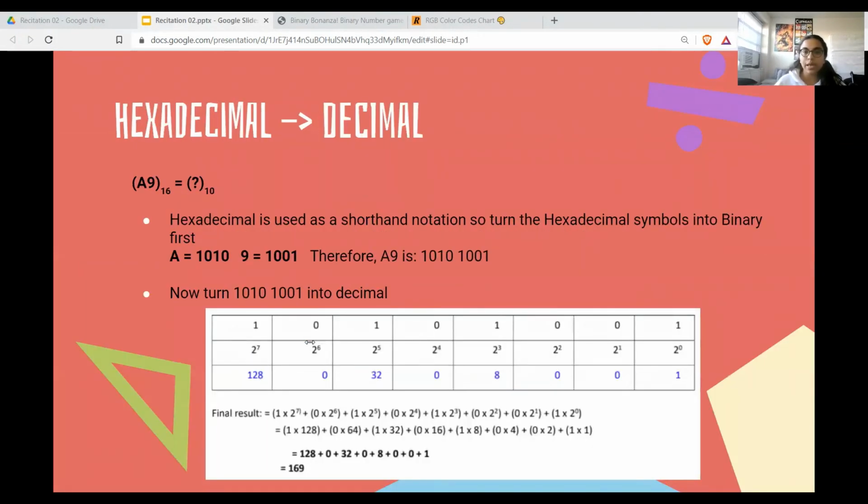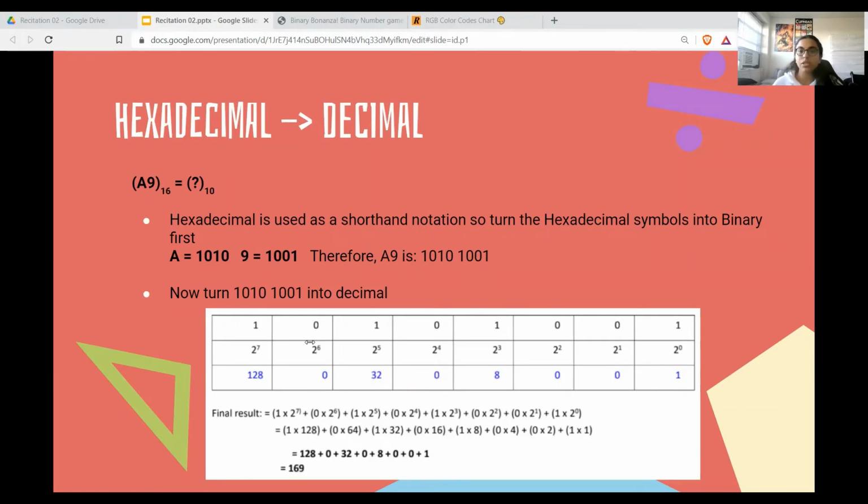Now we move on to hexadecimal to decimal. Here we have the hexadecimal number A9 and we have to convert it into decimal. Hexadecimal is used as a shorthand notation. So first, the hexadecimal symbols have to be converted into binary.